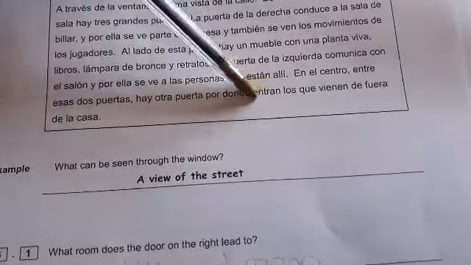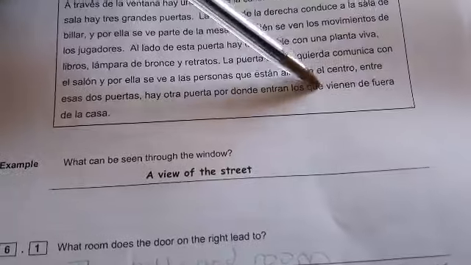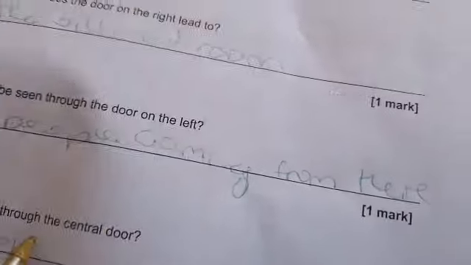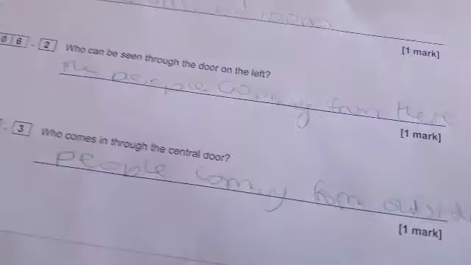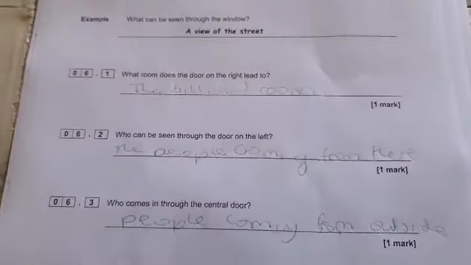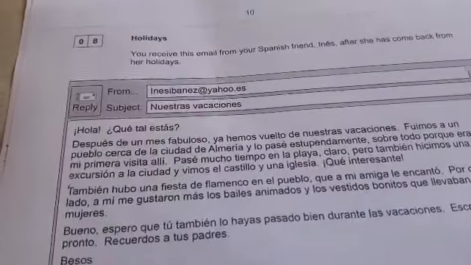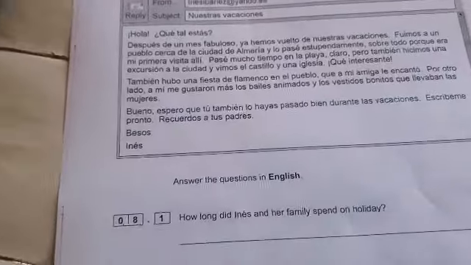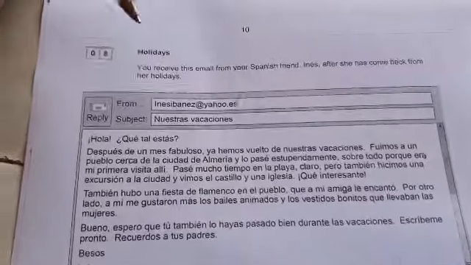Where enter, los que vienen, those people who are coming from outside the house. So that you would say, people coming from outside. Okay, so people coming from outside. That'd be your answer for that one. Okay, so we're going to do question 8 and then we're going to stop this video here. Otherwise we'll go on for a very long time.